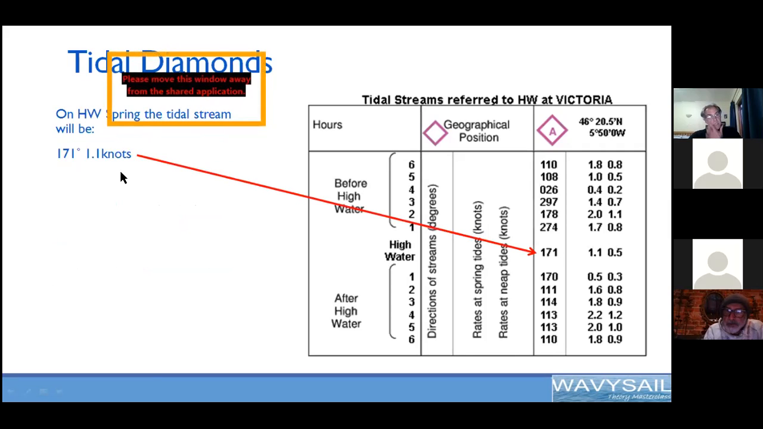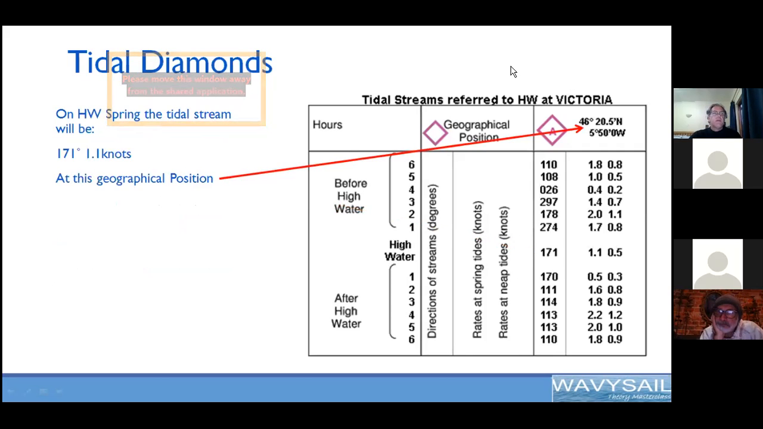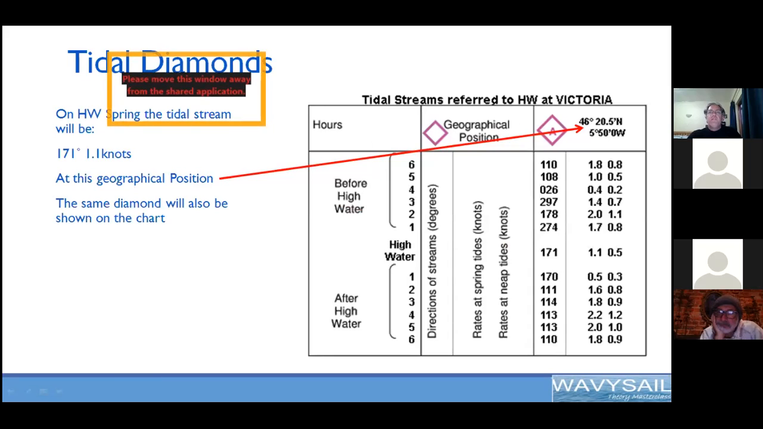So as I was saying, at high water, that will be the angle of flow 171 degrees at 1.1 knots at spring, or 0.5 at low, at that specific position on the chart. The same diamond will be showing on charts. It doesn't matter which chart it's on. If, for instance, this is high water springs at Victoria, that position will be on all the charts that have tidal diamonds, that information. It'll make no difference the scale of the chart.